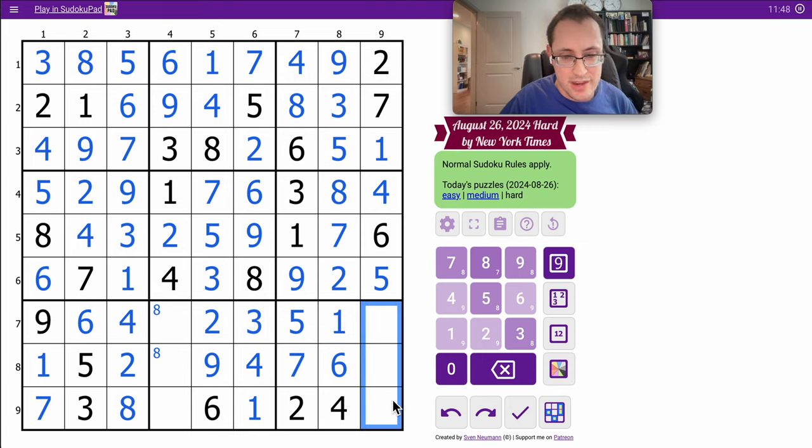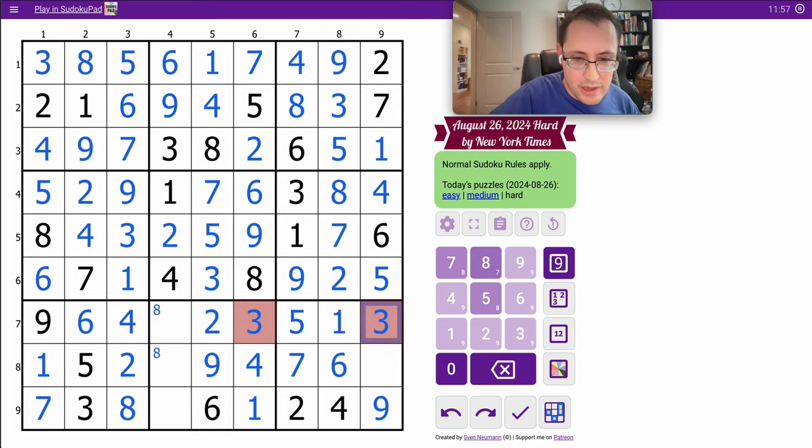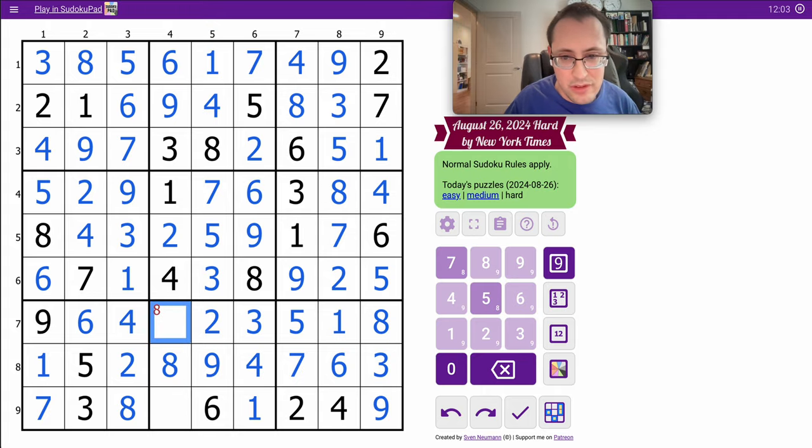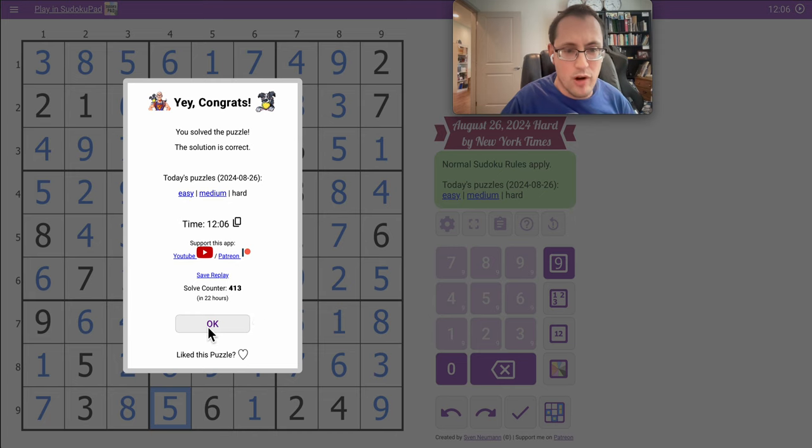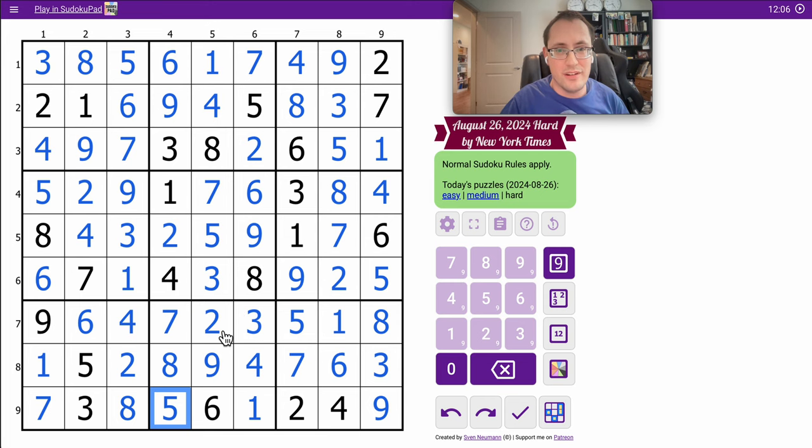Okay, these are 3 something and 9. 3, 8, and 9. 9 has to go here. These are 3, so 8 goes there. 3 goes here. This is forced to be an 8. This, if I'm looking at 5 and 7 left, 7 here, 5 there, and 12 minutes, not too terribly.